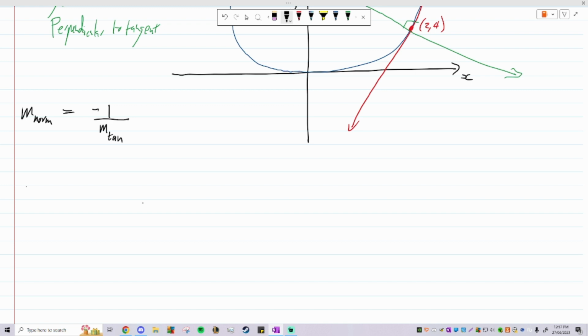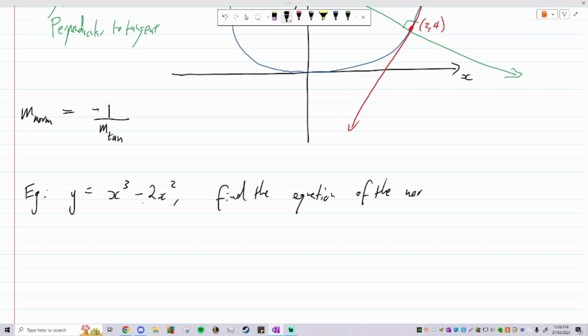So we're going to take a look at this example here. We're going to look at y equals x cubed minus 2x squared, and we're going to find the equation of the normal to the curve at (1, -1). So I'm actually giving you the coordinate here. You don't have to find the y value, which is quite nice.